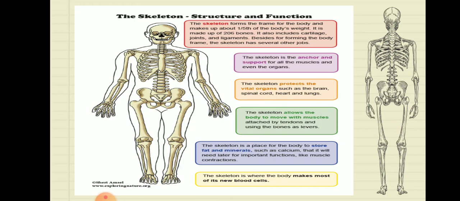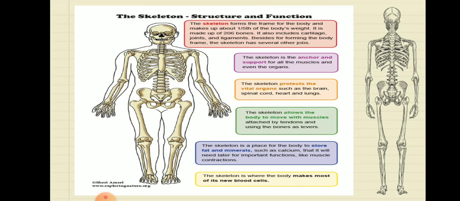So the first skeletal part that we are going to talk about is the skull. But before moving on to that, we'll just see that a skeleton has a particular structure and function. It forms the frame for our body and it makes up about 1/5 of our body weight. It is made up of 206 bones. It includes cartilage, joints and ligaments, which play a major role in the movement of our organs and the movement of the whole body.